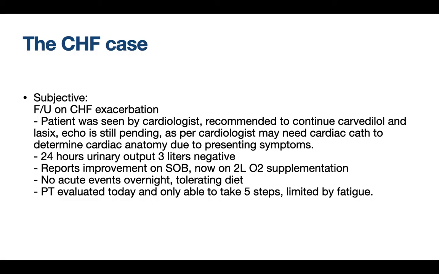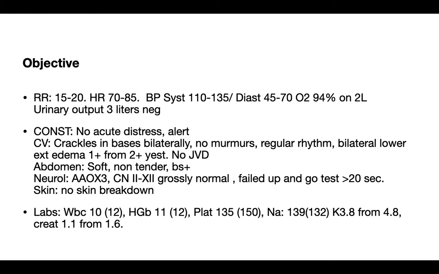Alright, so subjective is done. Objective: respiratory rate from 50 to 20, heart rate 70 to 85, BP 110 to 135 systolic and diastolic 45 to 70, O2 94% on 2 liters, and urinary output 3 liters negative. Constitutional, no acute distress. Cardiovascular, regular rate and rhythm, no murmurs, bilateral lower extremity edema, 1 plus from 2 plus yesterday, no JVD. Respiratory, crackles bilaterally, no wheezing. Abdomen soft, non-tender, bowel sounds positive.